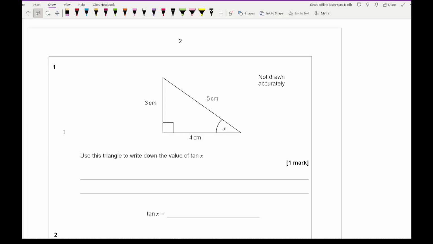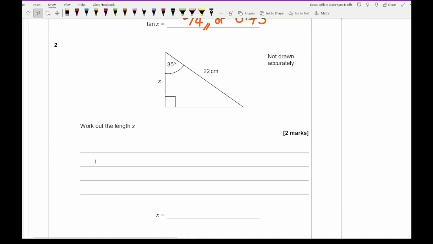So for question 1 it says use this diagram to write down the value of tan x. Now tan x is equal to the opposite over the adjacent. So if this angle here is x, the opposite is going to be this side here, and the adjacent is going to be the side that has the right angle and x, which is this side here. So then using O is 3 and A is 4, I can then write tan x as 3 over 4. So the answer then is 3 over 4, or if you want to write it as a decimal, 0.75. I personally would leave it as a fraction.